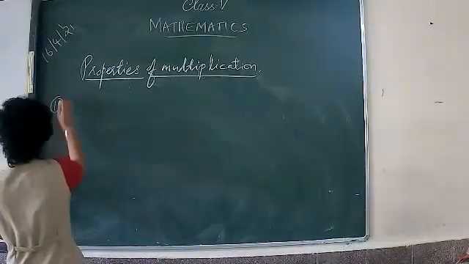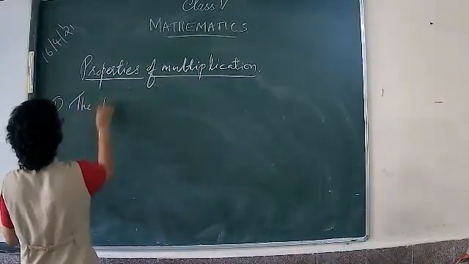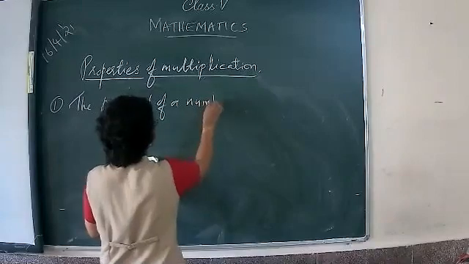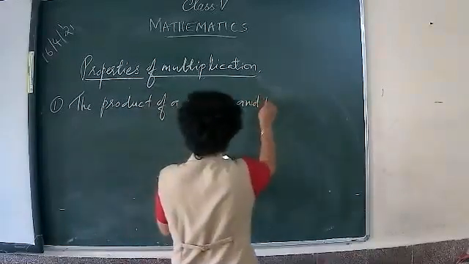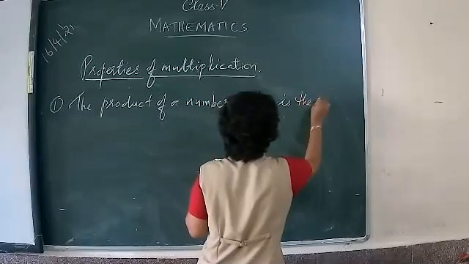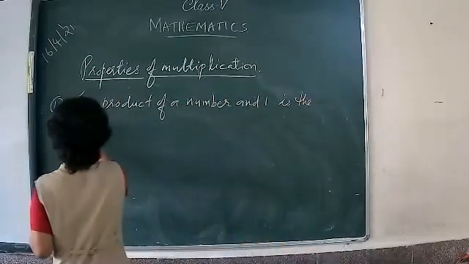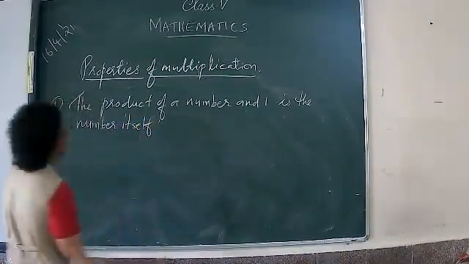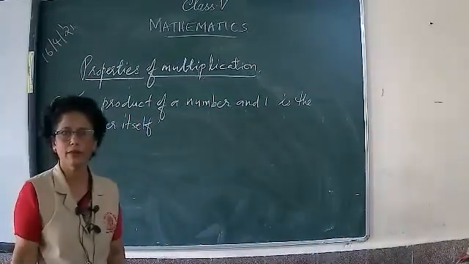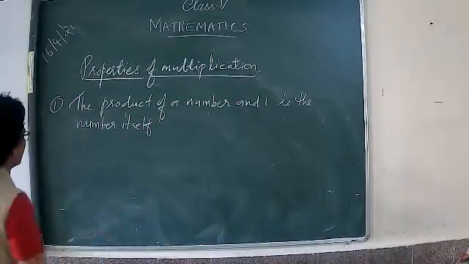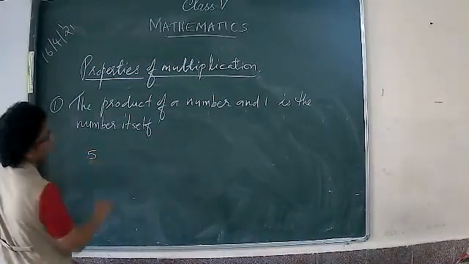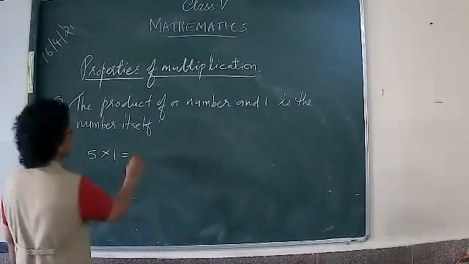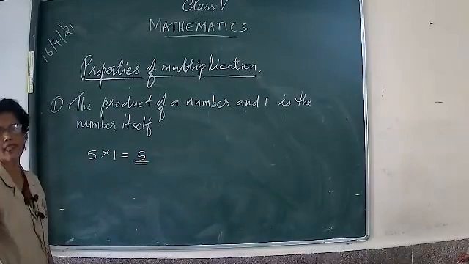First property: the product of a number and 1 is the number itself. The product of a number and 1 is the number itself. That's the first property there. What is the meaning of that? Suppose we take 5. 5 into 1. What is the product there? 5 ones are 5. The number itself.